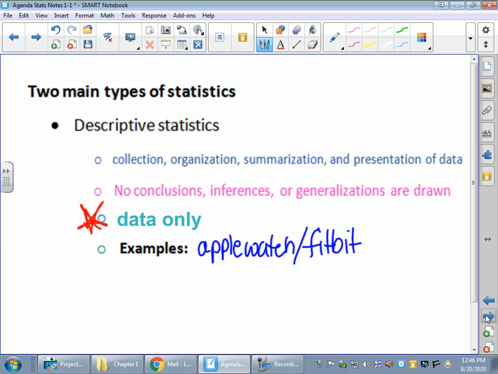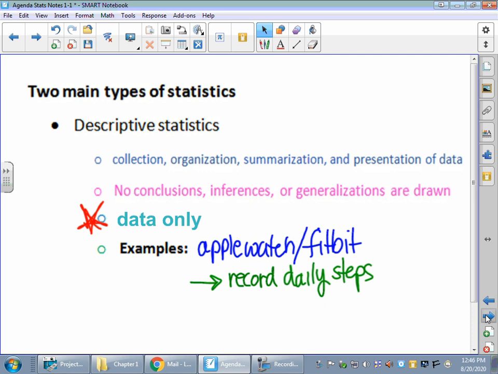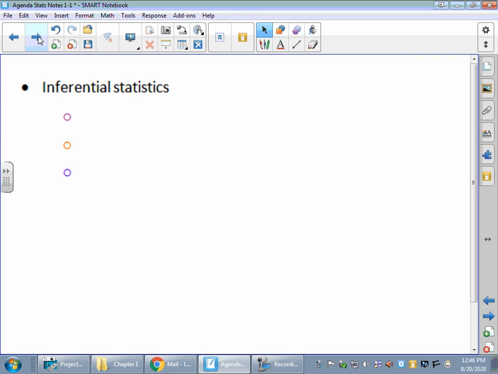The only thing I could do or say with Apple Watches or Fitbits is record the number of steps taken daily. I could present it. I could even include people who don't have an Apple Watch or a Fitbit and show how many steps they take daily. So I could just collect it and show it. That's descriptive. It describes what I'm looking for. When we want to take it a next step, that's inferential statistics.